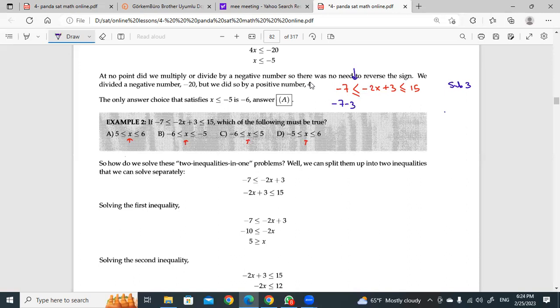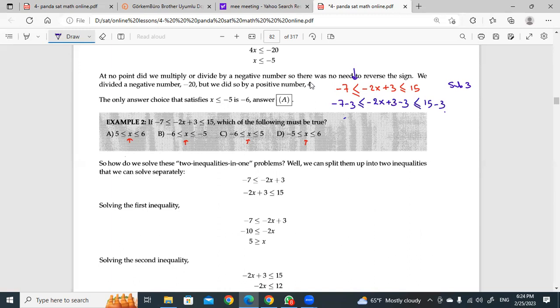No, perfect, because I'm subtracting or adding. Okay? So it will be like this. I change the sign only by multiplying or dividing by a negative number. So this will be 2x plus 3 minus 3. And then I will subtract 3 from the last term, which is 15. And then negative 7 minus 3 is equal to negative 10.